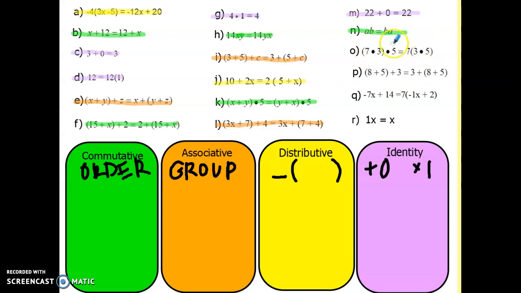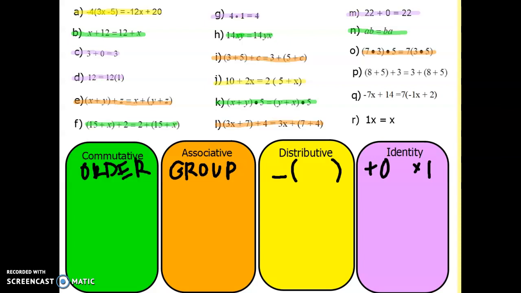O. If we take a look at O here, we are looking at grouping. We are looking at grouping 7 and 3, 3 and 5, but we're all multiplying. You might have been tempted to say distributive because over here on the right it looks more like distributive, but when I look at the other side for comparison, the grouping is different.